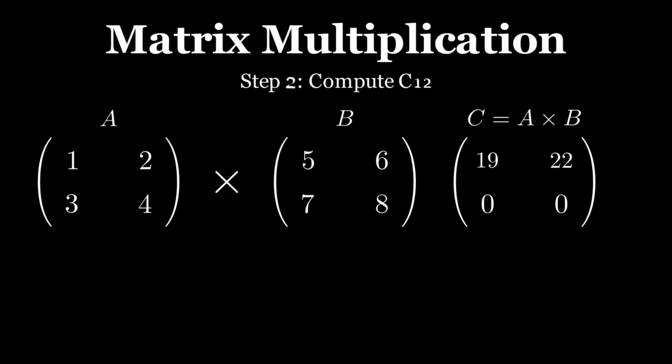For C21, it's row 2 by column 1. So 3 multiply 5 plus 4 multiply 7 equals 43. And finally, C22 is row 2 by column 2. So 3 multiply 6 plus 4 multiply 8 equals 50. So our final matrix C is 19, 22, 43 and 50.